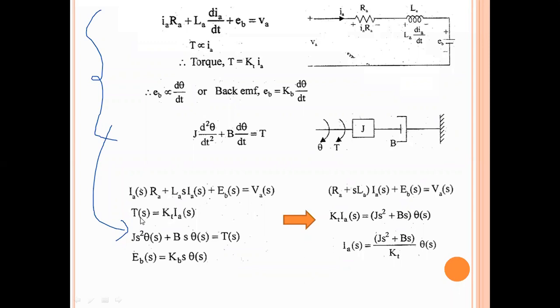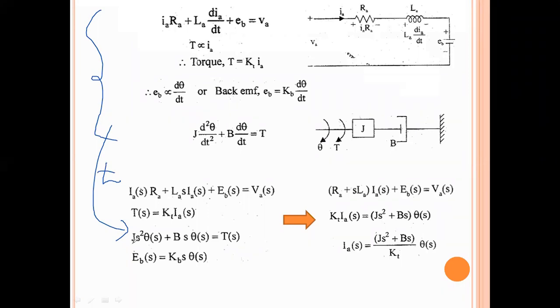And our torque equation will be T of S is equal to KT, a constant value, into IA of S. And similarly, our back EMF will be EB of S is equal to KB into, this is first order differentiation, so that's why we'll get S here, S into theta of S. And our mechanical equation, T of S is equal to J into, this is a second order differential equation, S square into theta of S plus B into, this is first order differential, S into theta of S. So this is the Laplace conversion of time domain to Laplace domain.